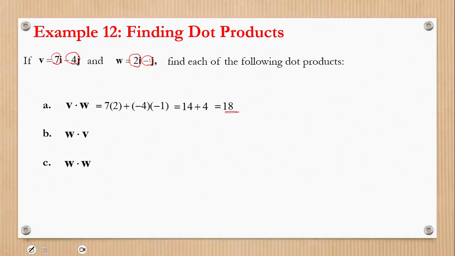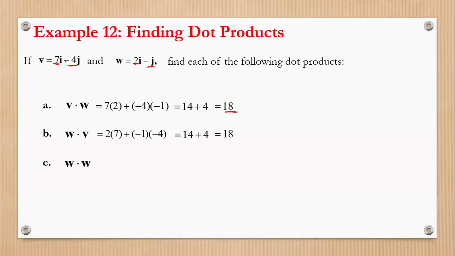To multiply w times v, this time we start with vector w, but nothing else changed. We just multiply the first component and the second component. Multiply 2 times 7 and multiply negative 1 and negative 4. So 2 times 7 again is 14. Negative 1 times negative 4 is positive 4. 14 plus 4 is 18 again. Which means in the dot product, it doesn't matter which vector comes first. We still get the same answer.